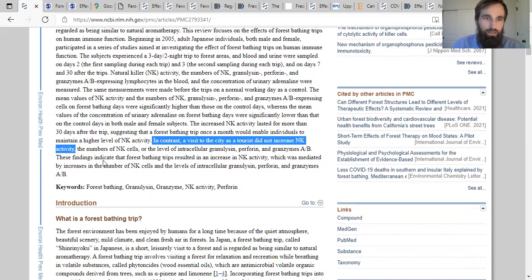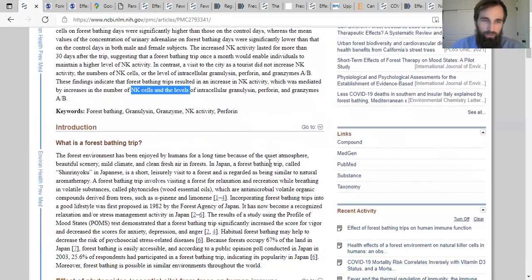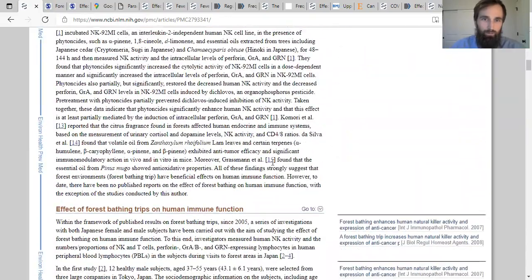And so the findings indicate that forest bathing trips resulted in an increase in natural killer activity, which was mediated by an increase in the number of natural killer cells and the levels of intercellular granulysin, perforin, and granzymes A and B. Those are the enzymes that activate the natural killer cells. So there are also actually increased levels of the natural killer cells themselves. So not just the activity of the cells, but the number of cells themselves were increased.